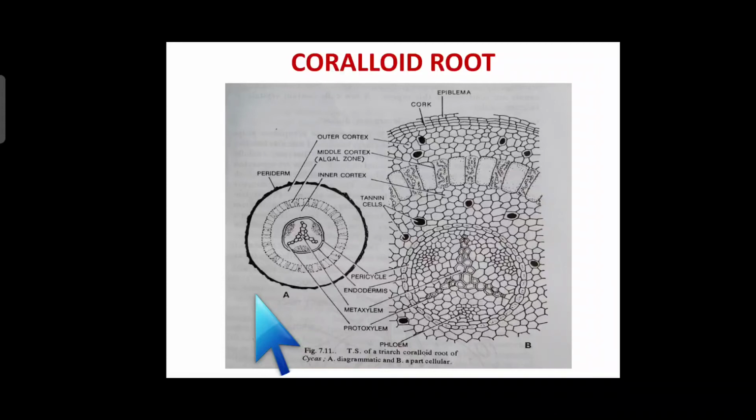Okay, so in this video we will talk about the internal morphology of the coralloid root. We had already discussed the internal morphology of the normal taproot in Cycas. Now we will talk about these coralloid roots. The internal structure of the coralloid roots is similar to that of the normal root. The only difference lies in the poor development of the secondary growth.